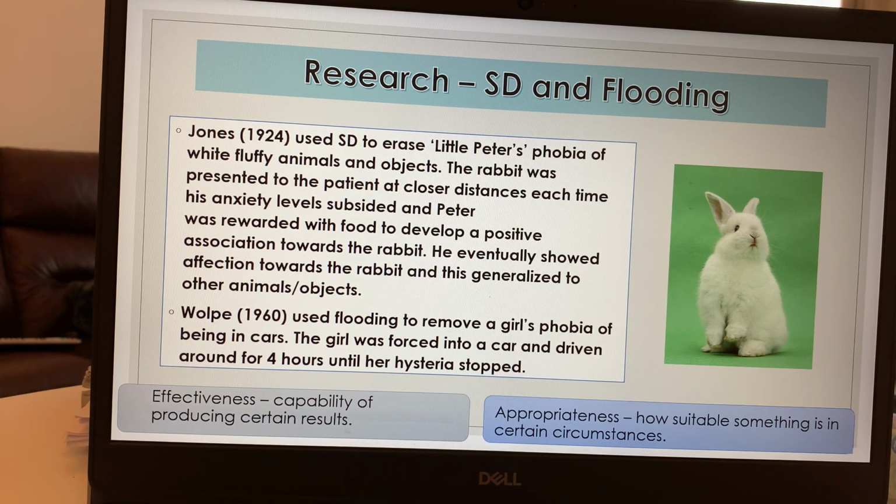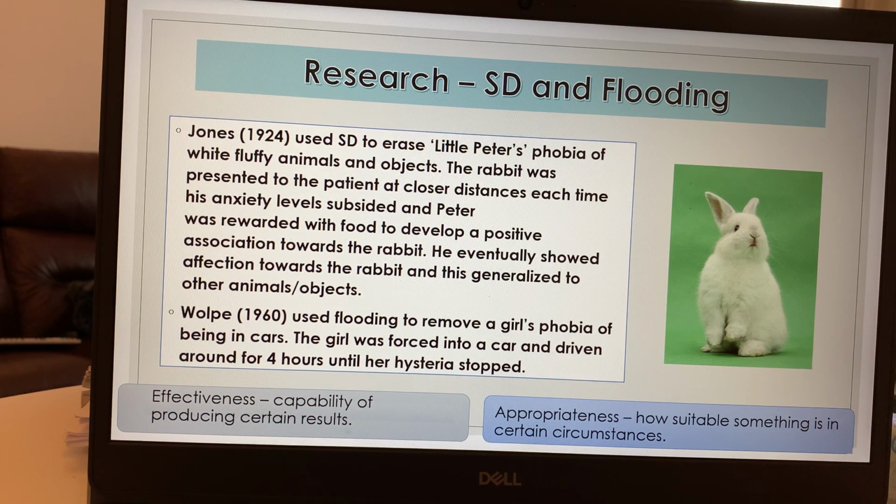So Jones, using SD to erase little Peter's phobia of white fluffy animals. Would you believe it? After little Albert, someone's decided to come along and do it again with someone called Peter. So little Peter now has a phobia of white fluffy animals. And they used systematic desensitization to try and counter condition Peter. So the rabbit was presented to the patient at closer distances each time. His anxiety levels subsided and Peter was rewarded with food to develop a positive association. So they're using classical conditioning in reverse.